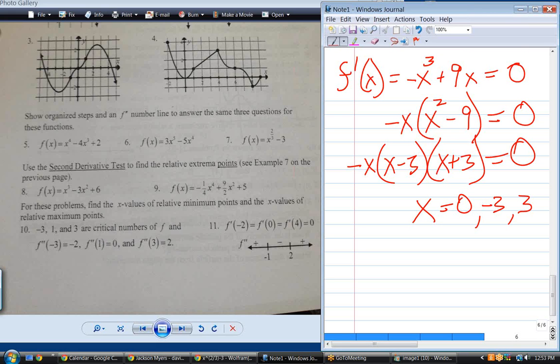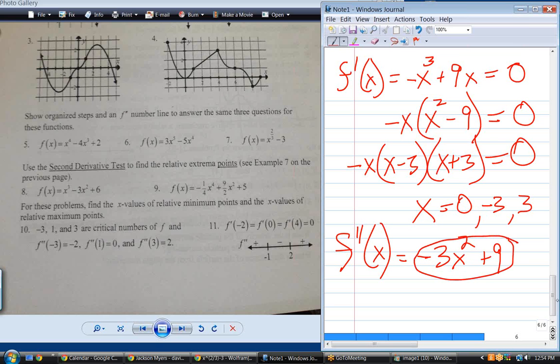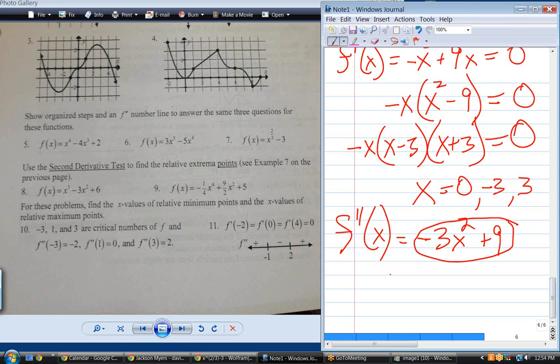Now, what's the second derivative? Let's see, negative 3x squared plus 9. Okay. So now we want to take those 3 points we came up with, 0, minus 3, and 3, and plug them into the second derivative and see if it answers any questions. Well, when we plug in 0, it's positive, right? So positive means concave up, which means a minimum.